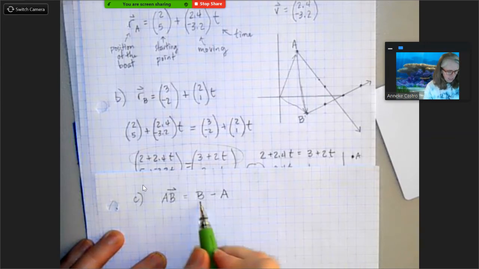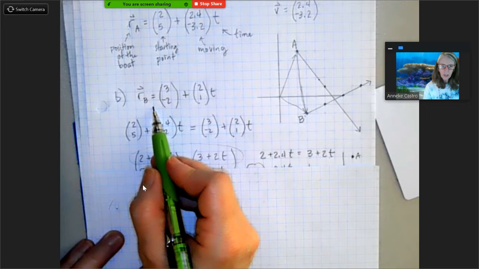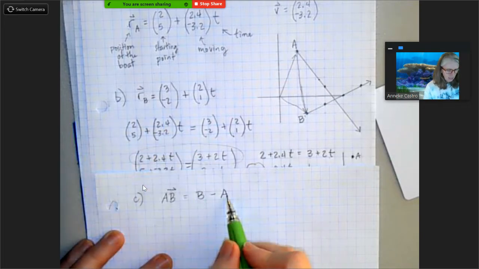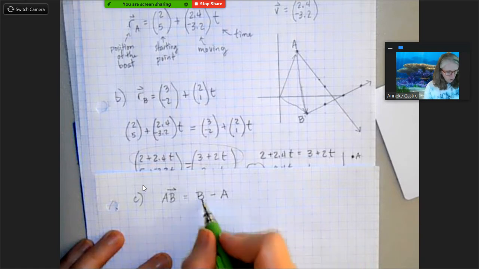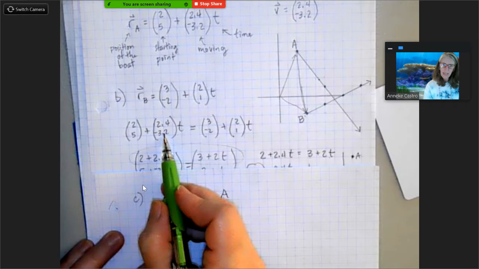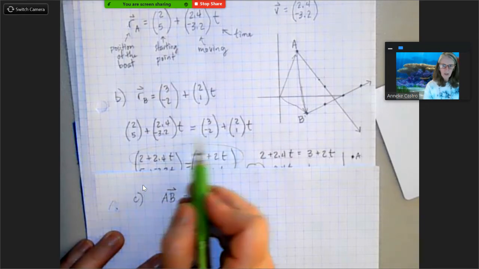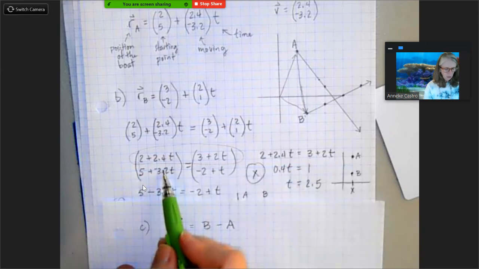But B isn't just a set of coordinates. What is B? B is this whole equation. And A is not just a set of coordinates, rather it's this whole equation. So we're going to subtract these two equations from each other. Notice how here we set them equal to each other. Now I'm going to be subtracting them. So the easier way to do this is to have them rewritten like this.